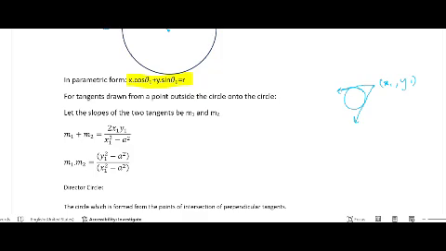Now they might ask you, tell me the equation of this circle. You know the point that lies on these lines.